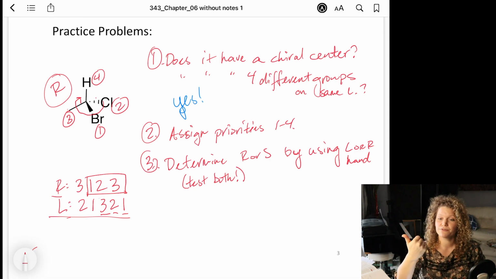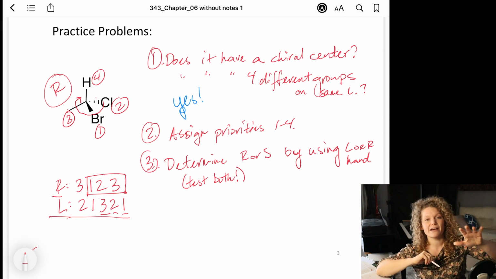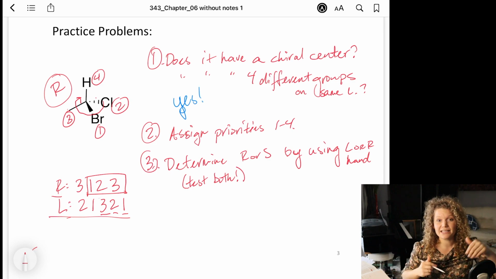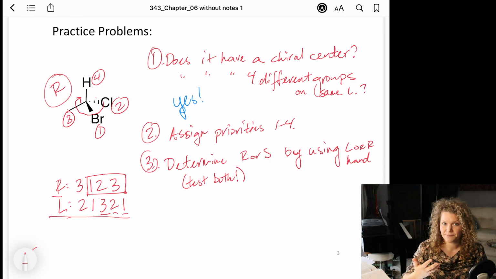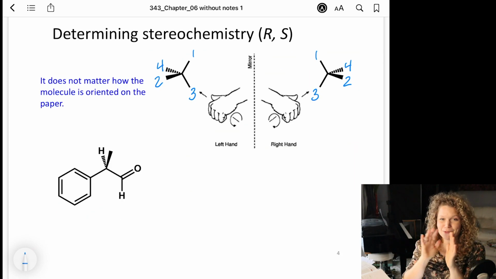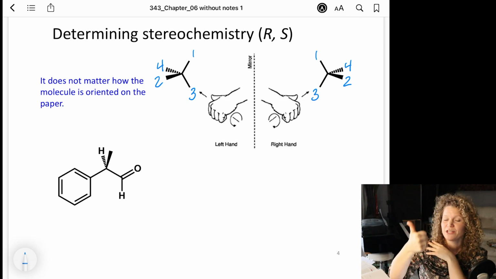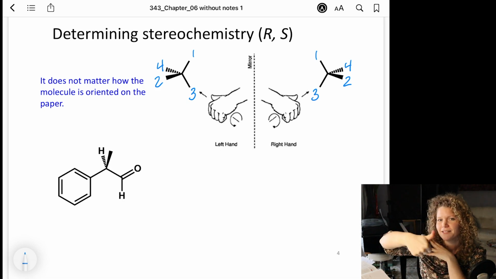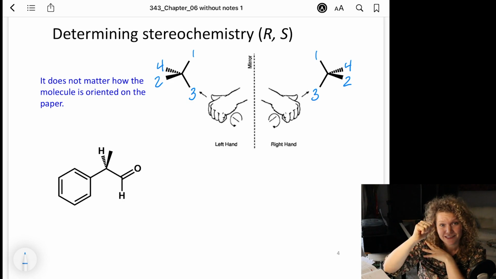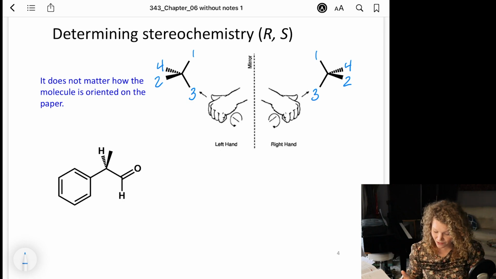And you're going to be curling your fingers to see which, either right for R or your left hand for S, completes 1, 2, 3 in your rotation. It's okay if you have to start at a different number. You're just seeing if, as it keeps rotating, if it's going to end up going. So it really doesn't matter where that lowest priority group is because we're using our thumb. So we could rotate our hand pretty easily in order to test if this compound has an R or an S stereocenter. So let's look at this example here.